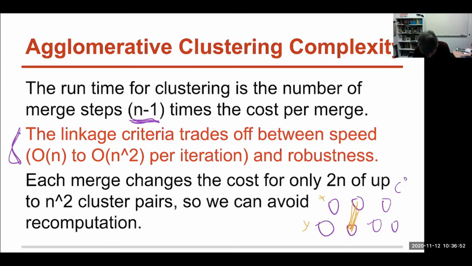So after I've done this merge, before I knew the distance between every pair of clusters, now I've got to update it. For all the remaining clusters, I need to compute the distance between it and the new merged cluster. So if I do this, I only have to update a linear number of these things instead of all n squared pairs each iteration. Any questions? Okay.